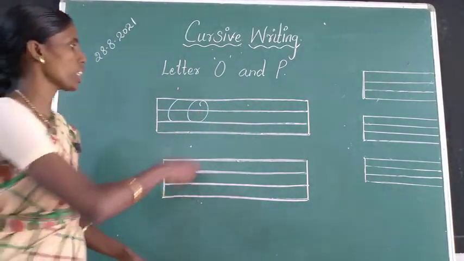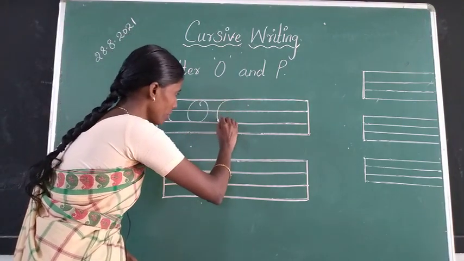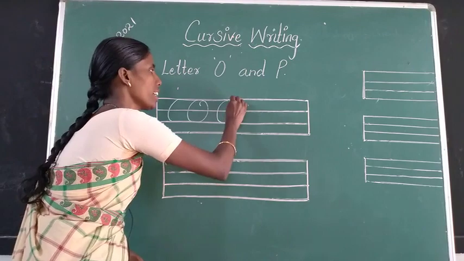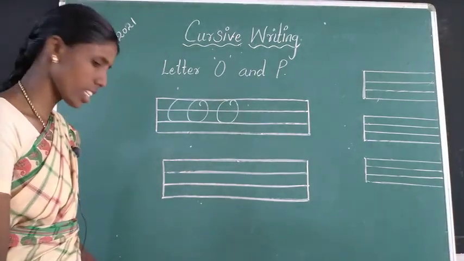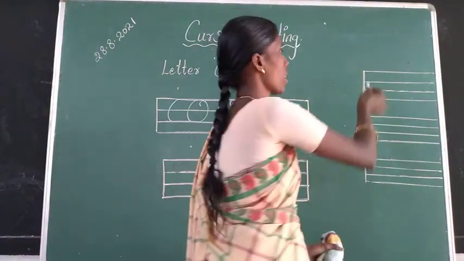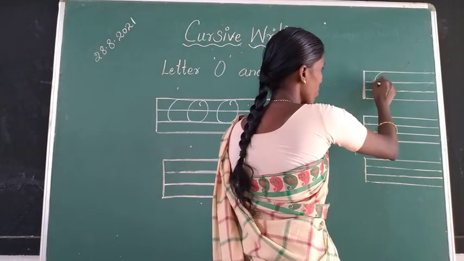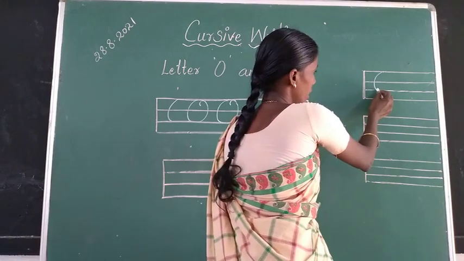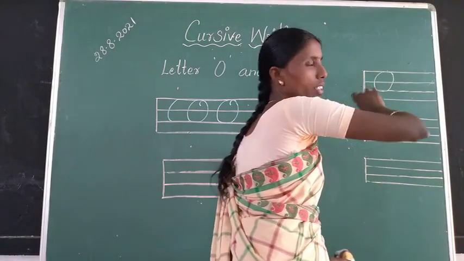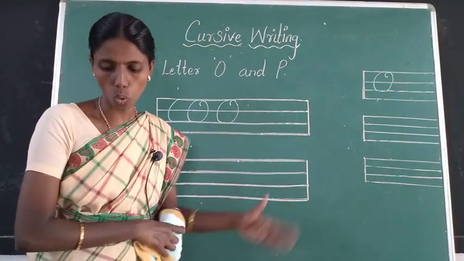First of all, put a pencil point on the top line, then come down with a left curve till the third line, then go up with a right curve till the top line, then turn it inside. This is capital letter O.